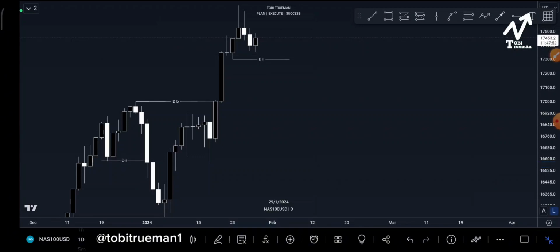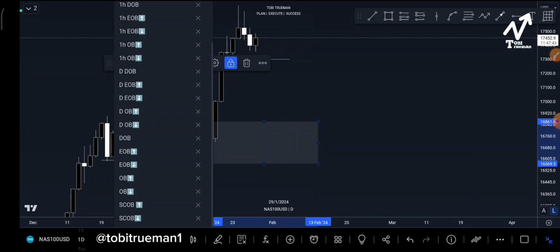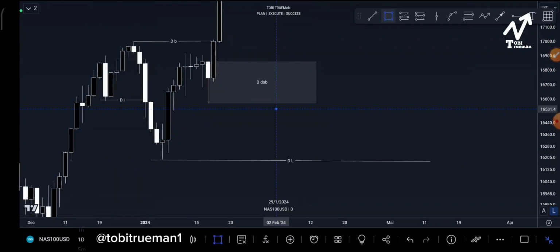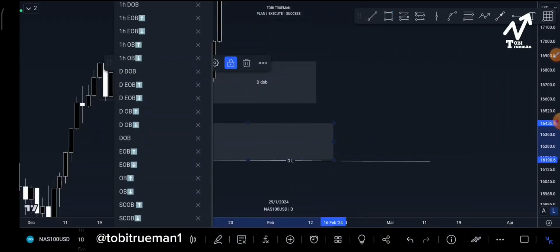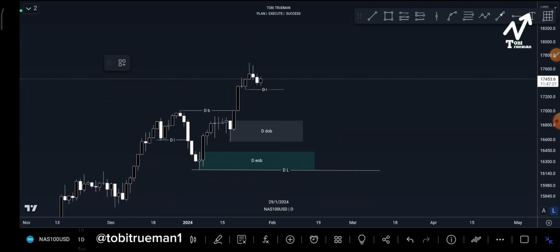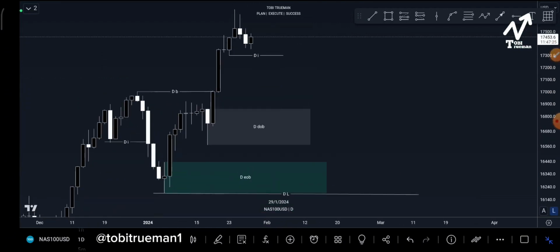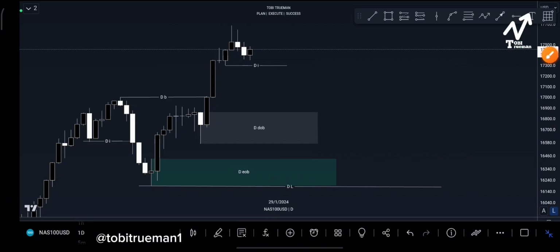Then after the inducement, we have our direction order block here that I want price to get to before we can make any entry modules. Okay, then after the initial inducement, we have the extreme order block, DEOB. Okay, that's how I identify it. This is my market structure when it comes to NAS 100 on the daily time frame. Then where can I now look for my entry modules?